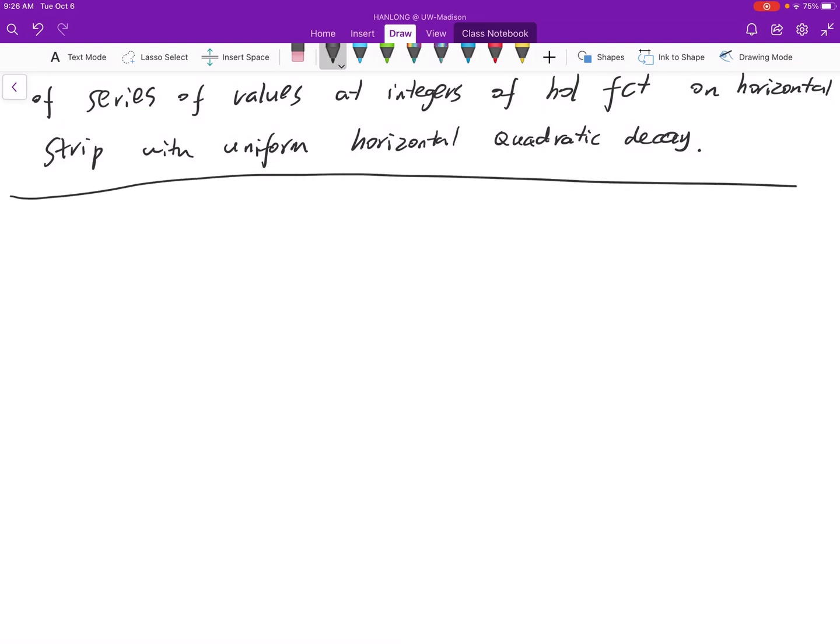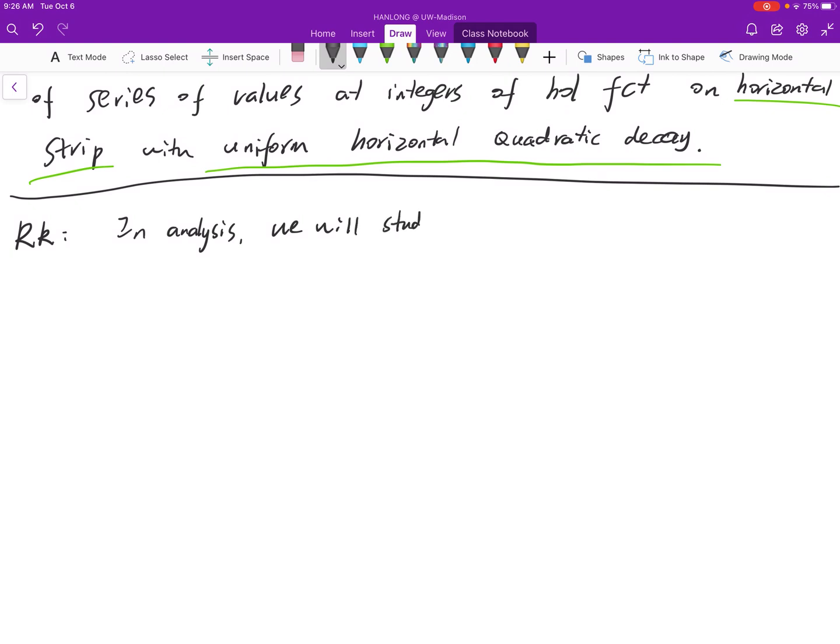Before we do that, let's explain a little bit about the title. In the title, you see there are a lot of technical conditions like uniform horizontal quadratic decay and the horizontal strip. That's the main difference between geometry and analysis. In analysis, we will study the subtlety of the conditions.